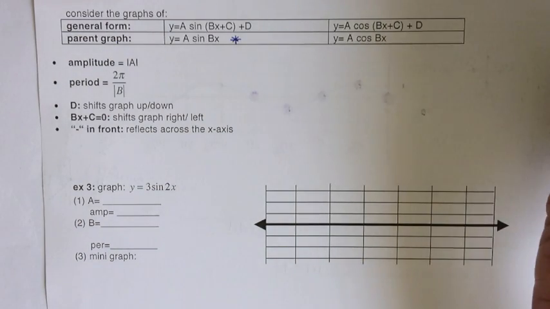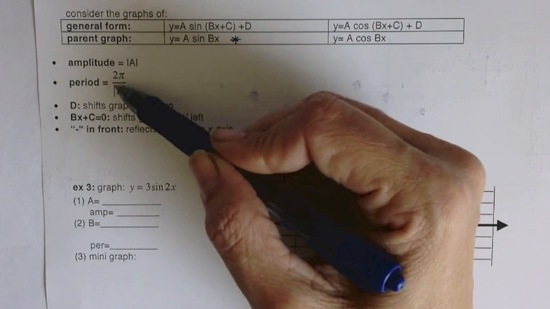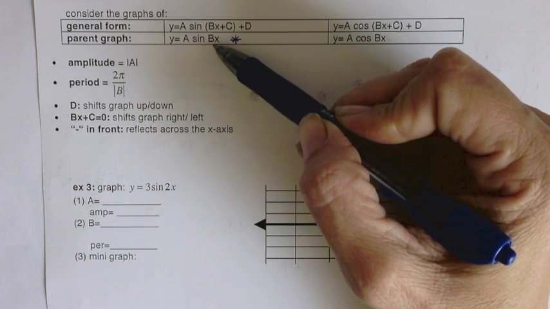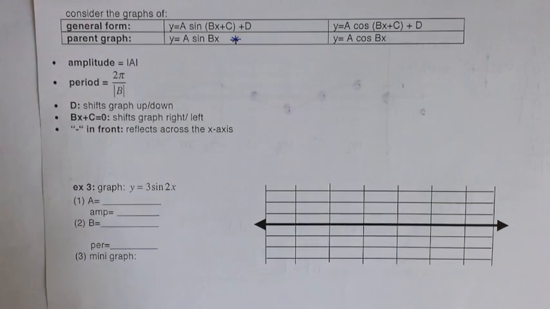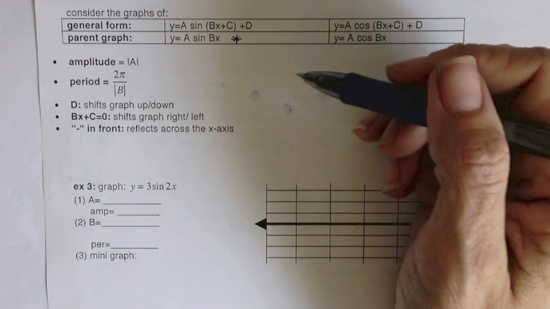The period, this is something that's kind of different. How fast is it going to go through one full rotation? It's 2 pi divided by the number b for x. So that's our horizontal. It's called a phase shift. Just kidding, that's not a phase shift. That's called the stretching or shrinking in the horizontal direction. We'll do phase shifts right here. That's this right here, but we'll do that tomorrow.